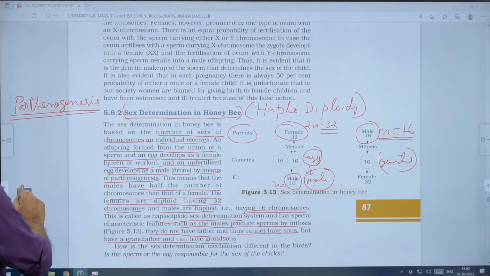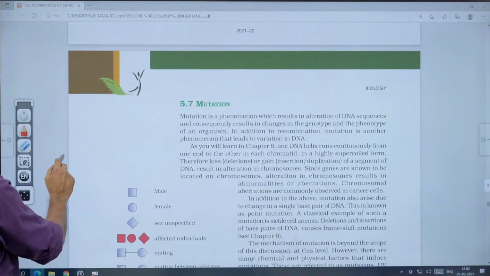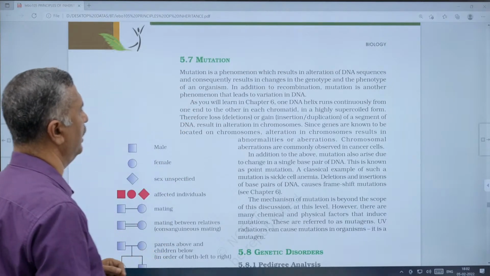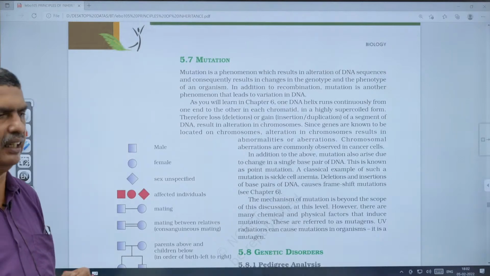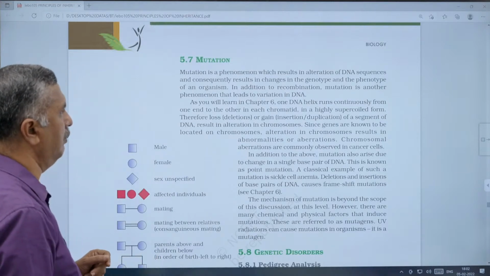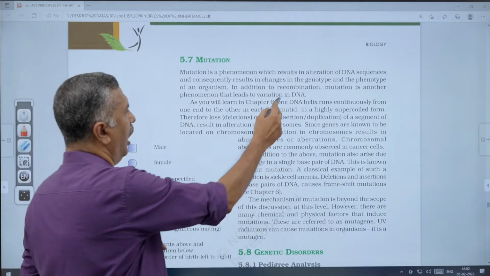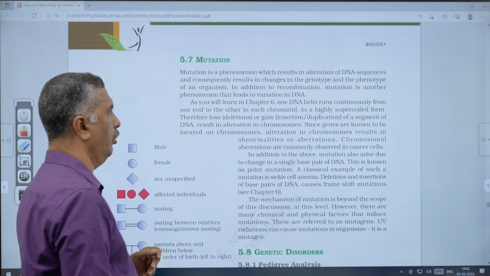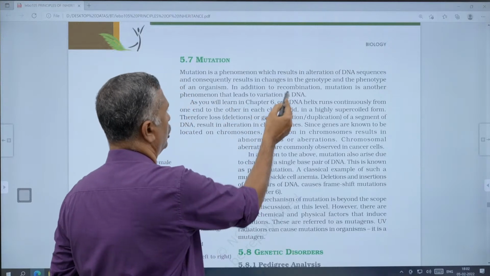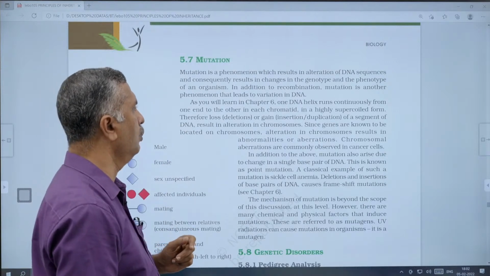Then next we go through another feature: mutation. Mutation is the phenomenon which results in the alteration of DNA sequences. Sudden and drastic heritable changes are called mutation. That results in changes in DNA, and consequently the DNA sequence changes result in changes in the genotype and phenotype of an organism. In addition to recombination, mutation is another phenomenon that leads to variation in DNA.